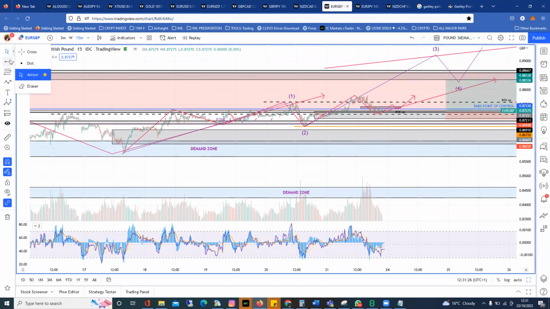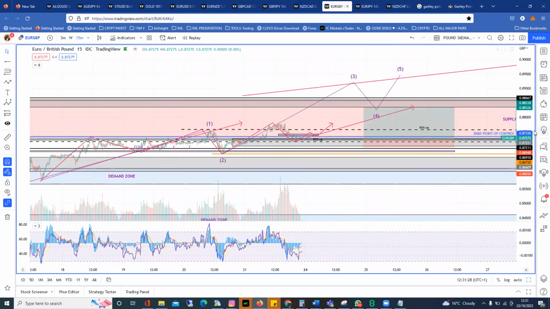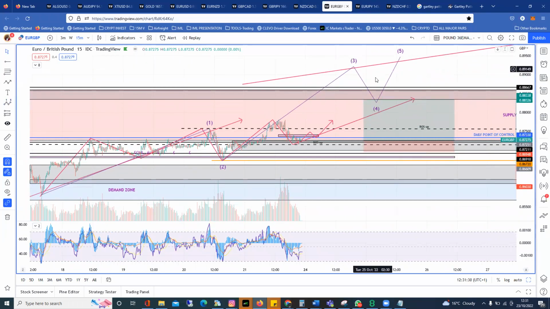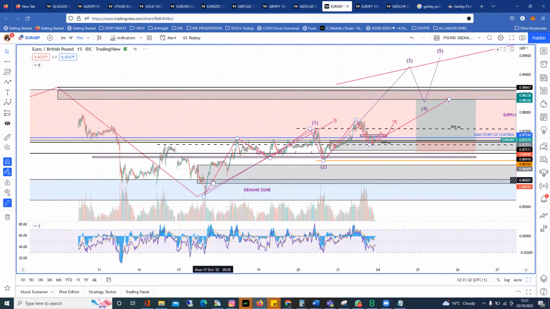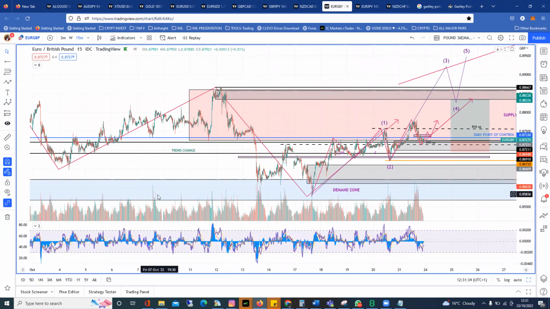So we are on the 2 to 3 wave. We are still building the 2 to 3 wave to take us to the 5. I love the 2 to 3 waves, because if it's going to work out, it will give us that trend that we are looking for. So let's keep an eye on this as we go into the new week on Euro Pound.